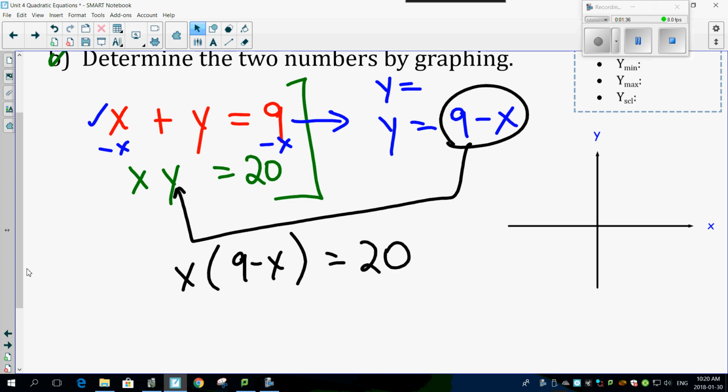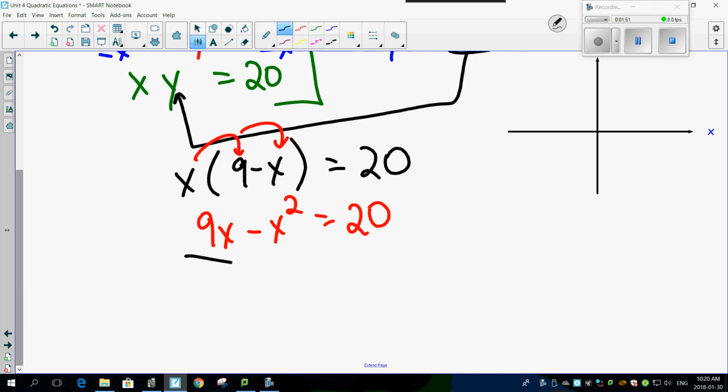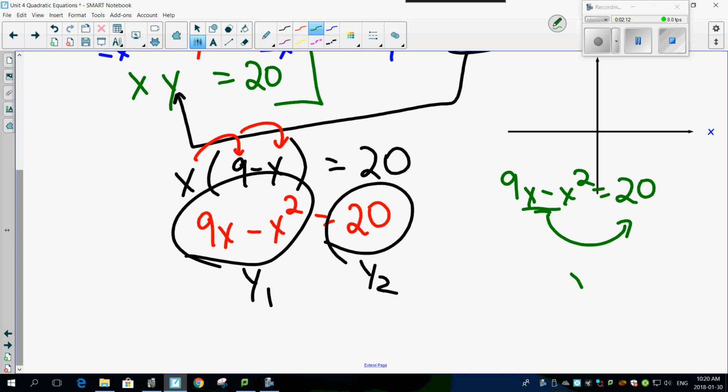Now, check this out. Distribute, giving you 9x minus x squared equals 20. Now look how this is set up. This is set up perfectly for, guess what? y1, y2. Now, you can solve it that way, or even better yet, bring everything over to one side. Now, you're probably saying, well, wait a second. If I've got 9x minus x squared equals 20, should I bring this over to this side? And if I do, look what I'm going to get. I'm going to get x squared minus 9x plus 20 equals 0, right?